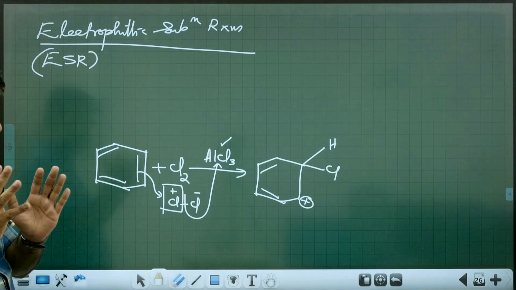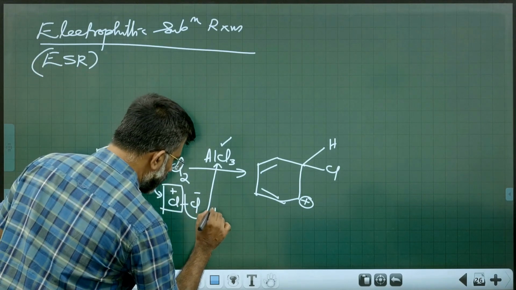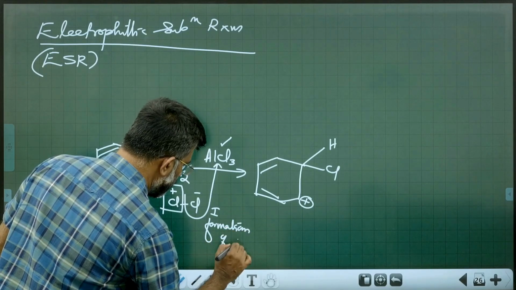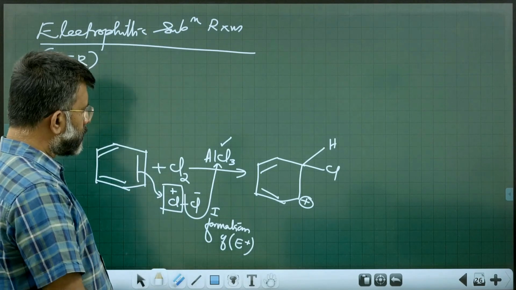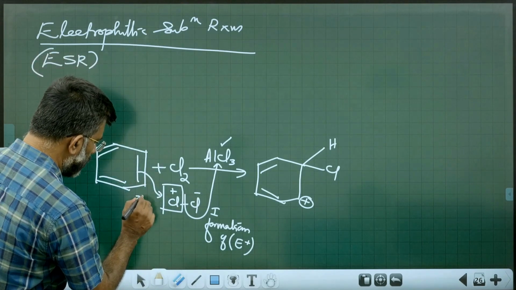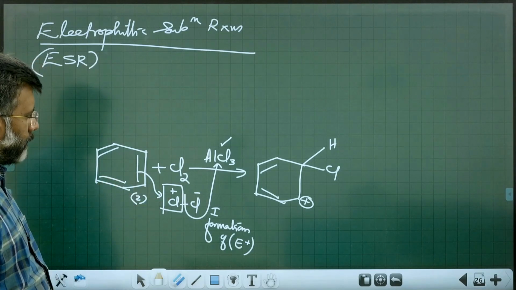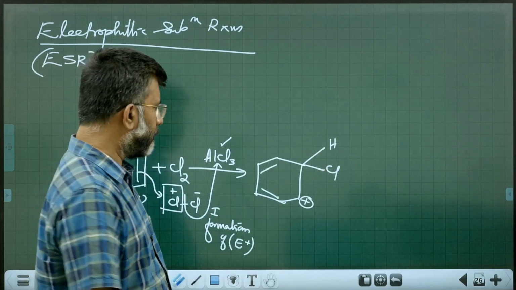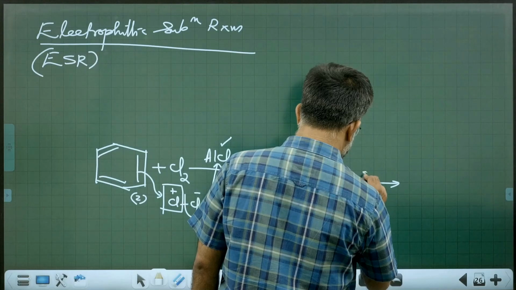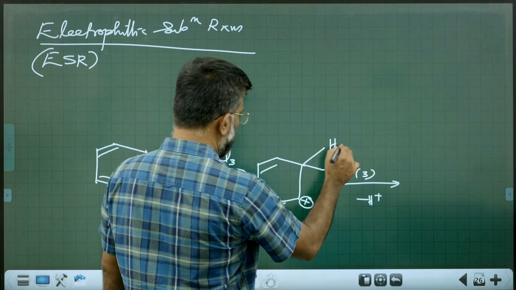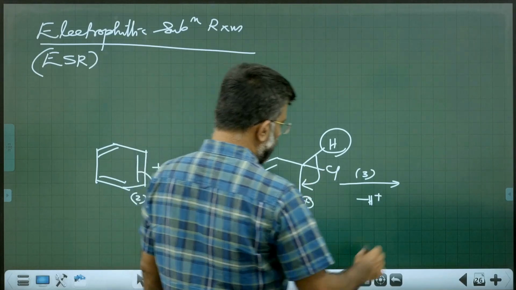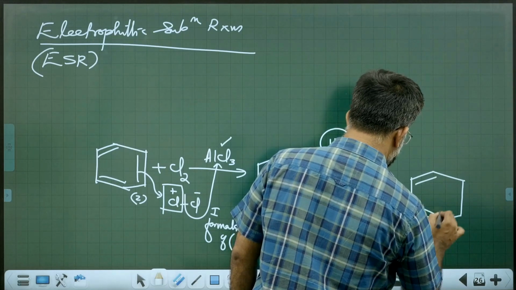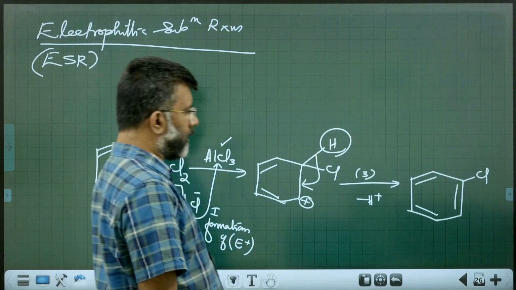So actually there are three steps involved. Step 1, formation of electrophile. Step 2, attack of electrophile by benzene ring. You get an arenium cation intermediate. Now step 3, removal of proton. This hydrogen is removed as H plus, reinstating the aromaticity. For the moment, that carbocation is not aromatic. Now it reinstates the aromaticity, and you get chlorobenzene.